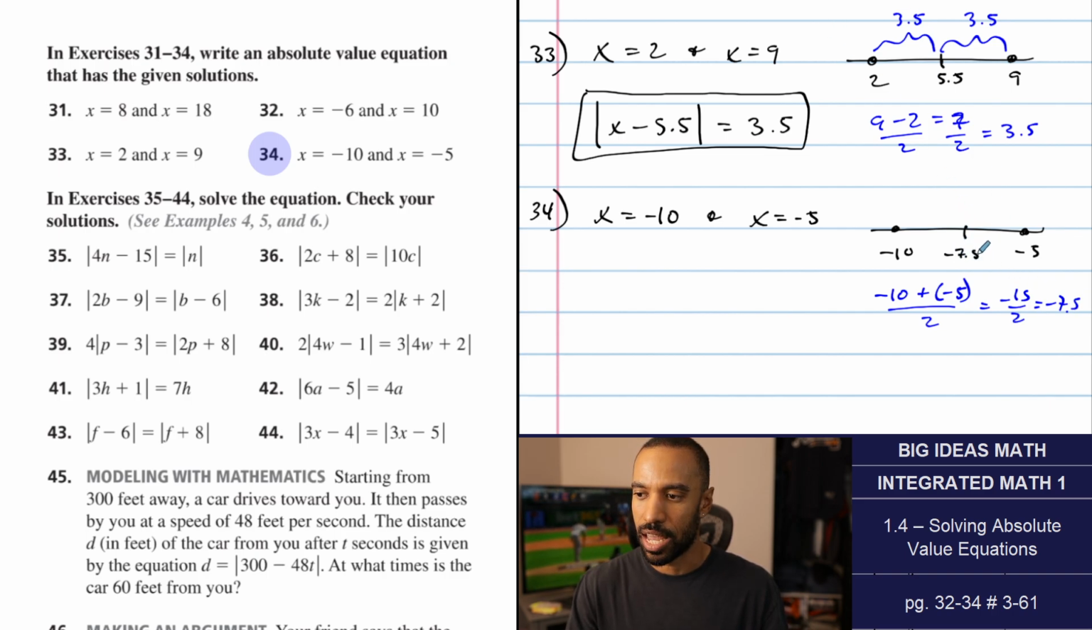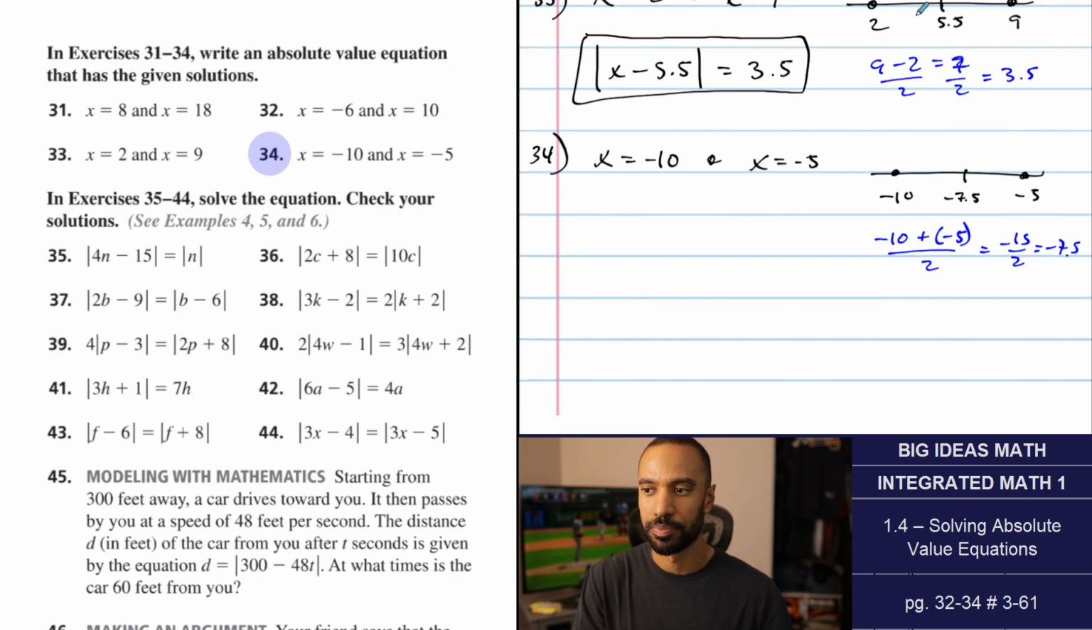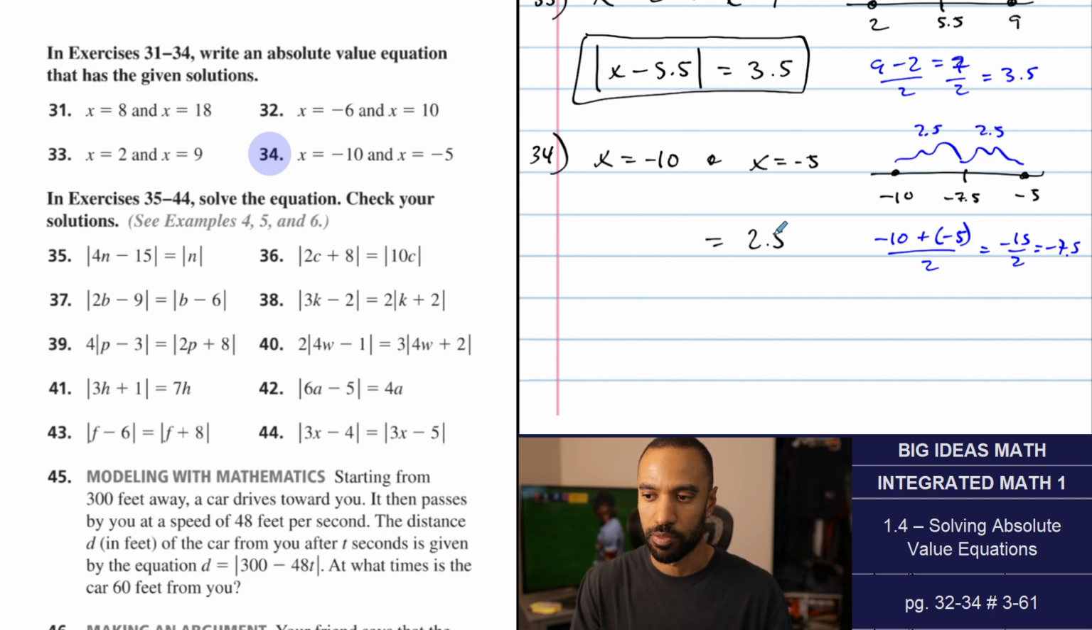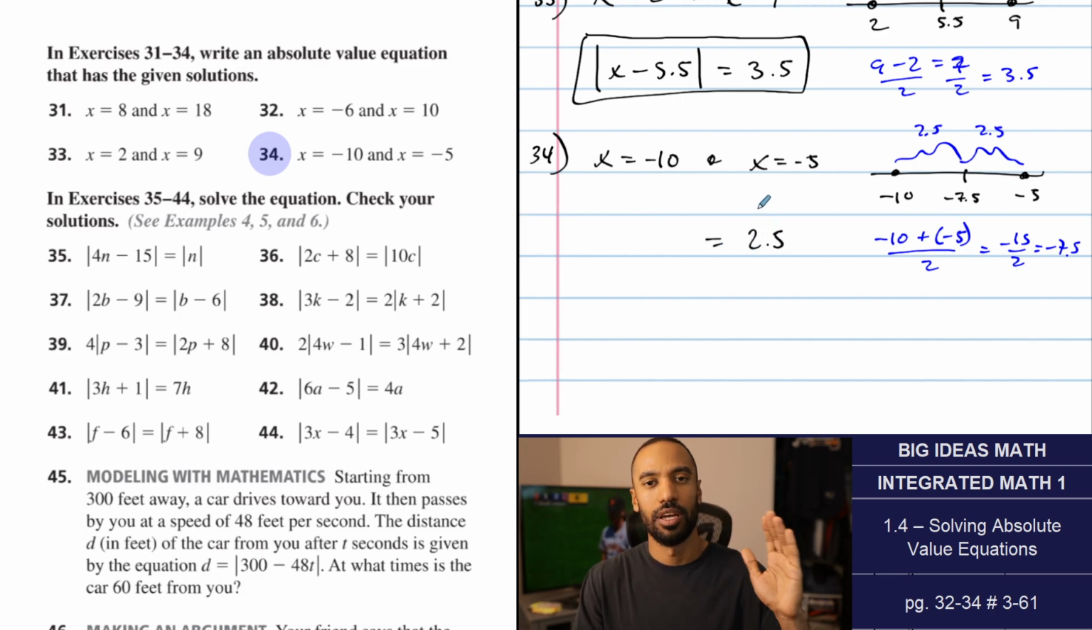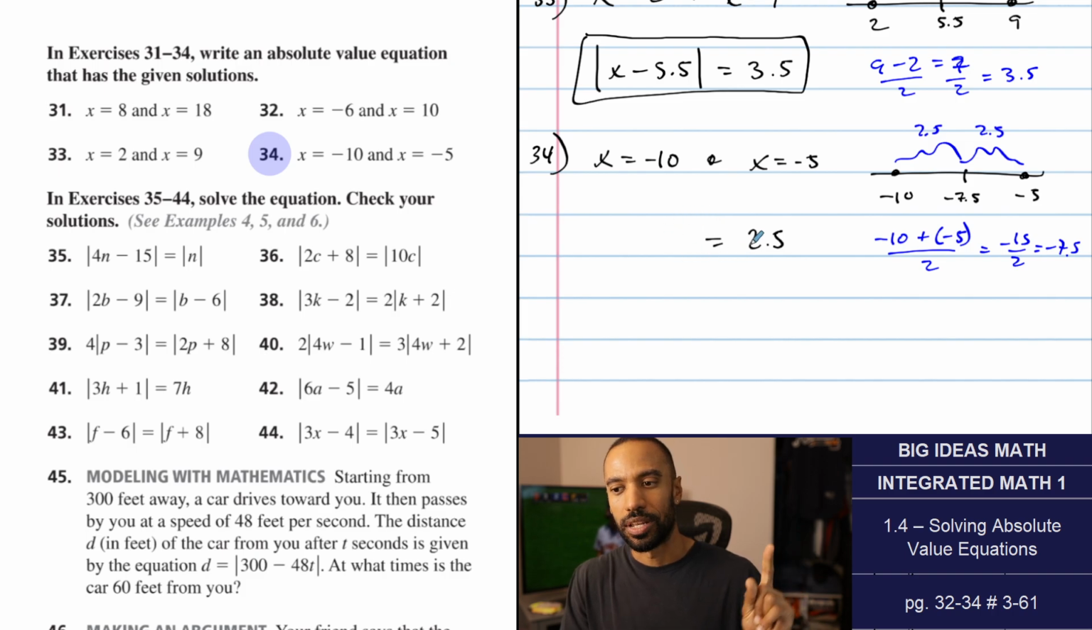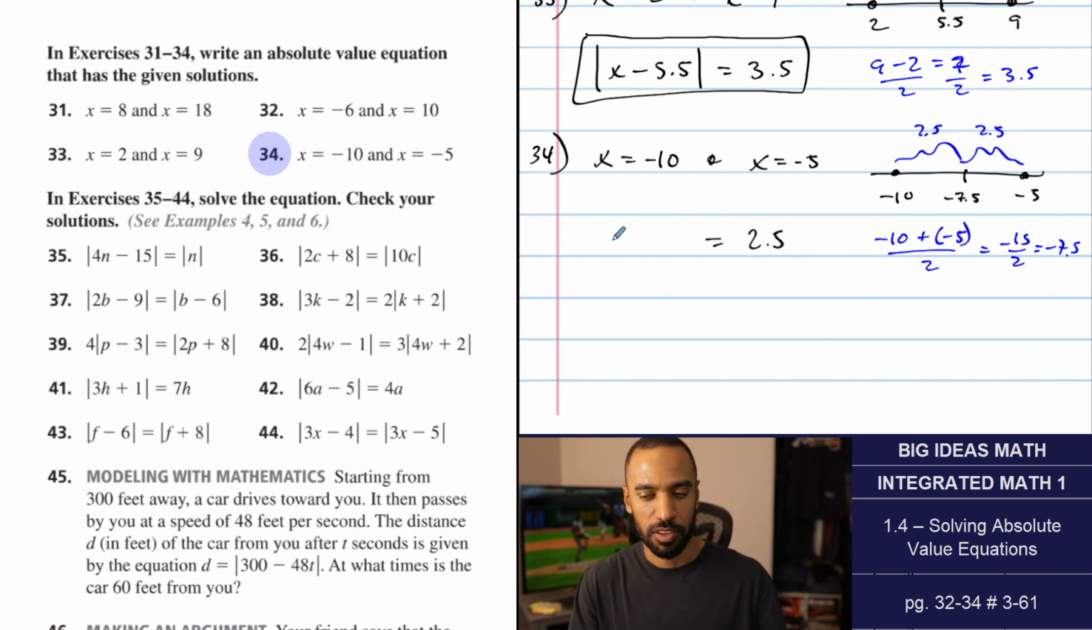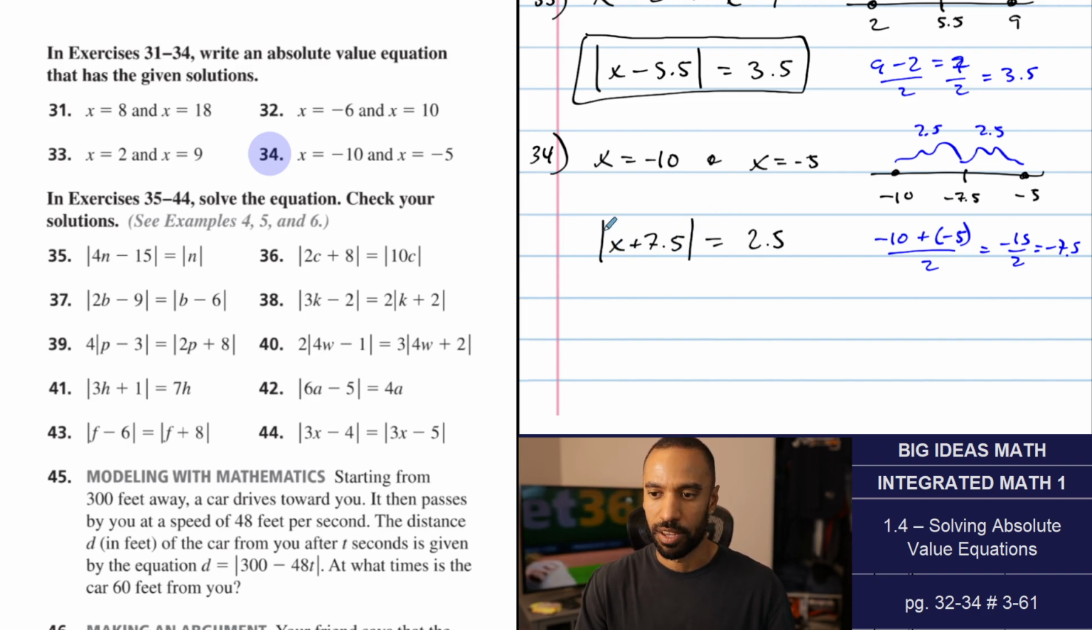How far away is negative 7.5 from either of those numbers? Well, it's 2.5 away, right? I don't even have to call these positive versus negative. They're 2.5 away, so 2.5 and 2.5. Remember, 2.5 is what's on the other side of this absolute value thing here. We add or subtract 2.5 from negative 7.5. When it's negative 7.5 on this side, it's positive 7.5 on this side. This is absolute value of x plus 7.5 equals 2.5. That's the answer.